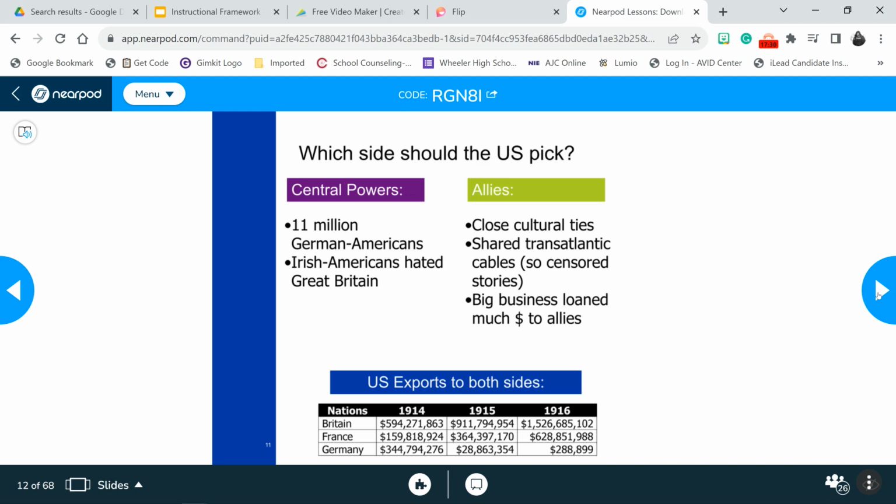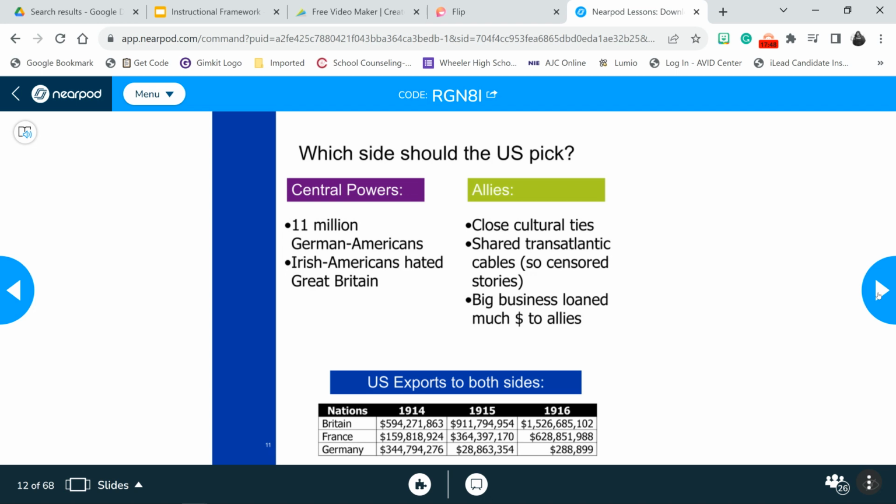So over time, you notice when the war first started, they was giving money to both sides. They was giving money to both Britain and Germany. Is everybody clear there? When we joined the war, we gave Germany a little bit less money. So they was giving money both to the Allies and the Central Powers.